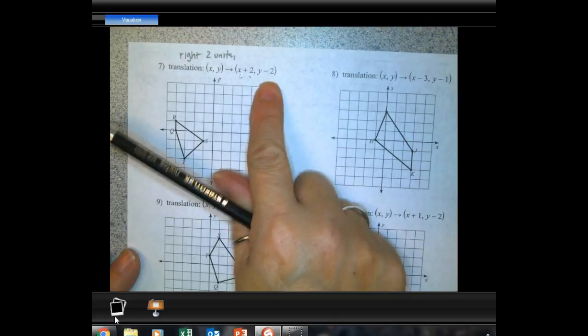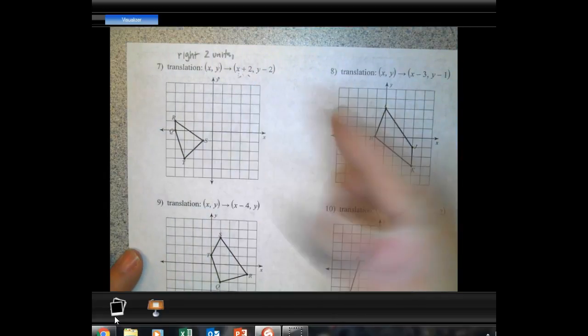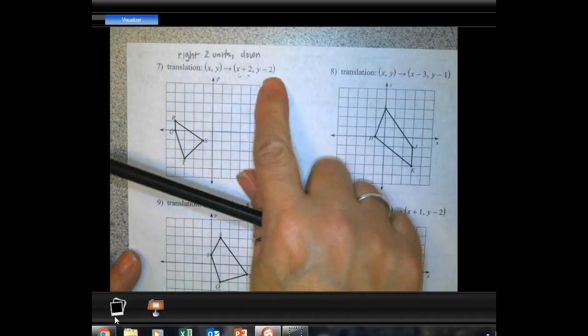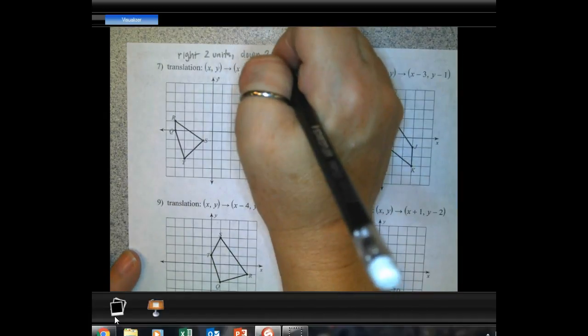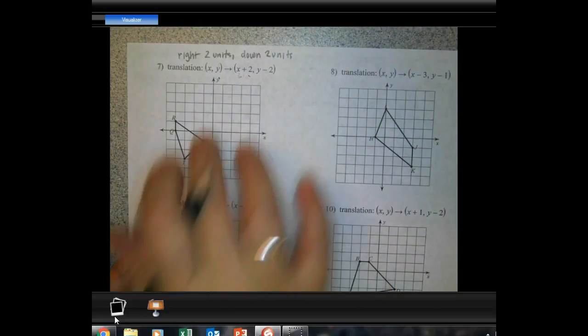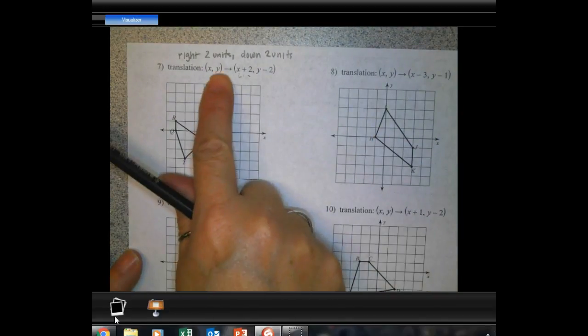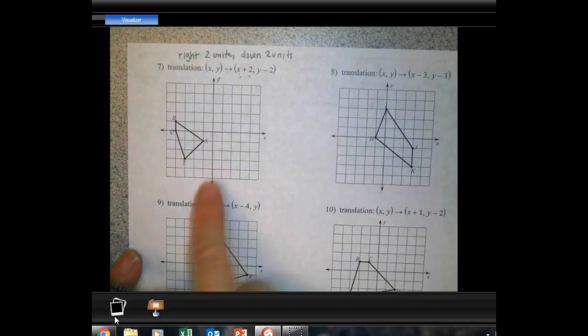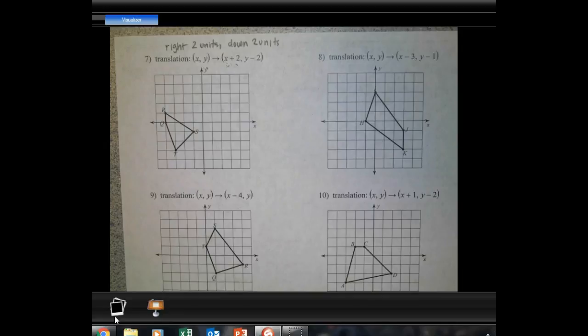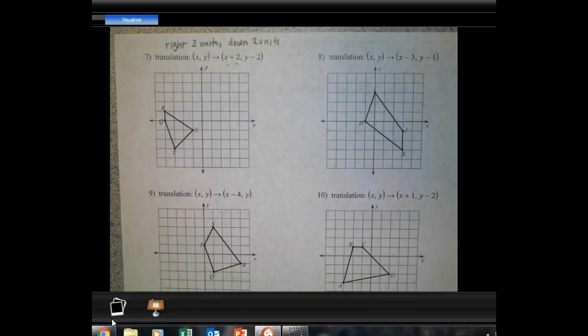Y minus 2 tells me to do what? And then down, how many units? 2 units. So I want you to write that in words. I want you to translate the XY notation into words for the backside before you do your translation. Any questions on what you have to do? If you use your time wisely, you should be able to be done before the bell rings for third period.